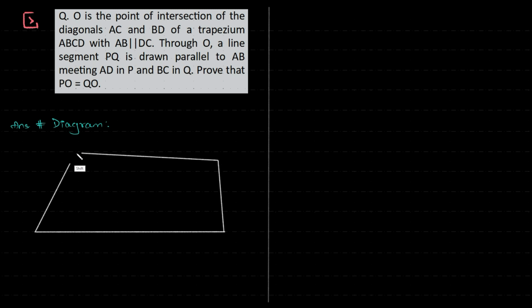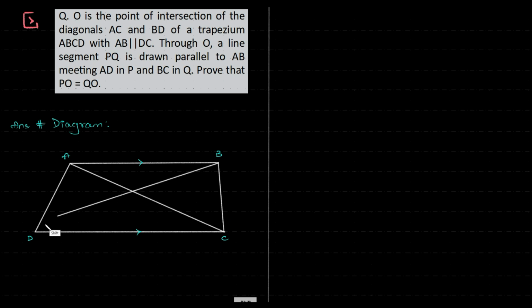Okay, I'll draw something like this. So we have ABCD, where AB is parallel to DC. So AB is parallel to CD. And what else? We have the diagonals intersecting, so this and this, they're meeting at O. Then what else?